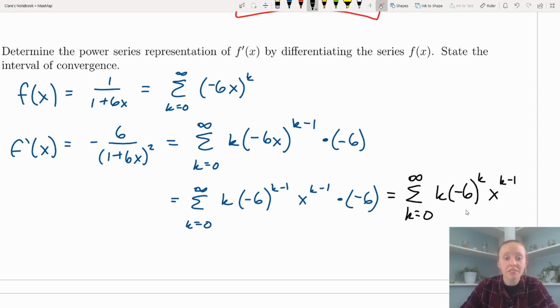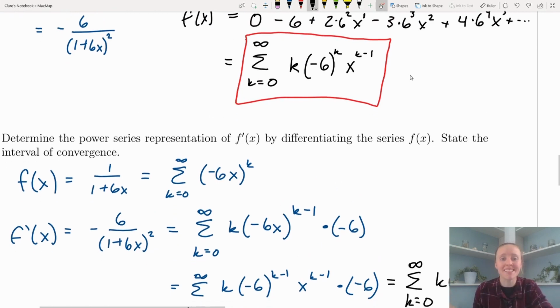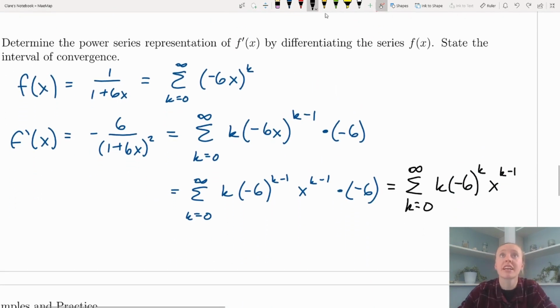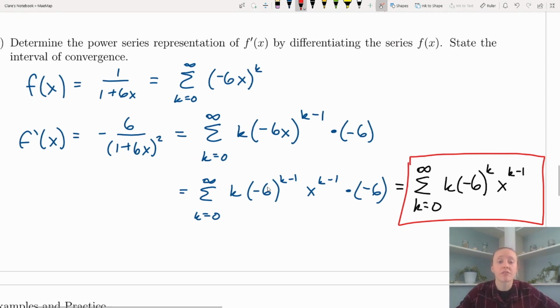Does it look familiar? k times -6 to the k times x to the k minus 1. It's the same exact thing we got up here. So with that being said, either way of trying to find that power series is perfectly acceptable. You can take the derivative of each of the terms and find the pattern, or just take the derivative of that series. Now the next part of this says that we're going to state the interval of convergence.